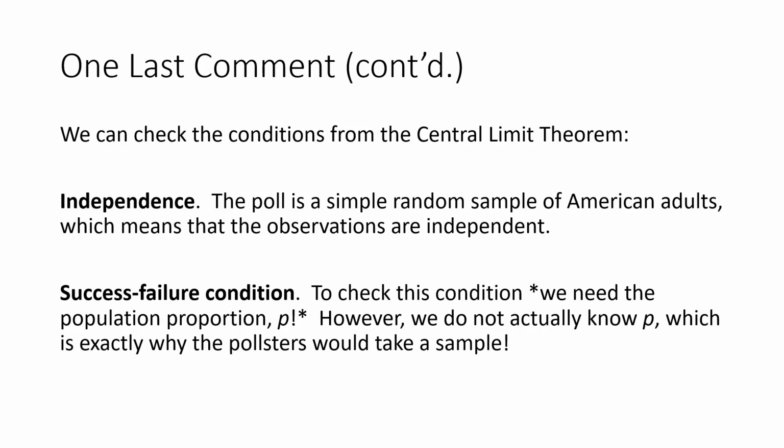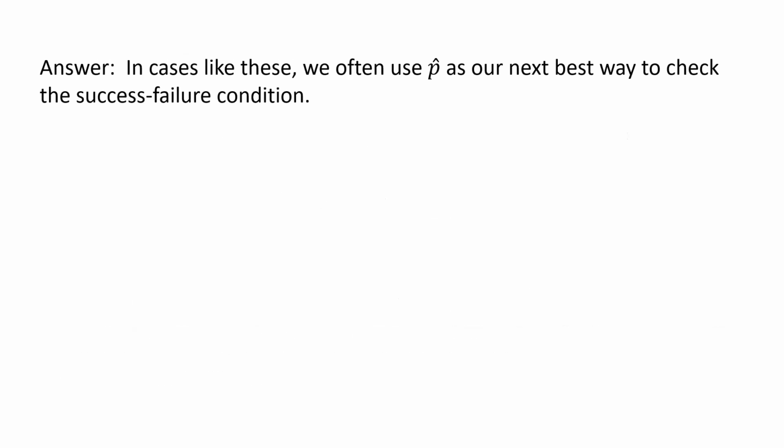But here's where things break down because we only have a sample proportion. To check the success-failure condition, we need the population proportion p. However, we don't actually know p, which is exactly why the pollsters would take a sample. So what do we do? Well, in a case like that, we often use the sample proportion p hat as our next best way to check the success-failure condition.